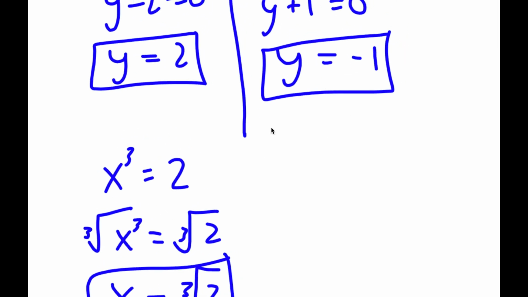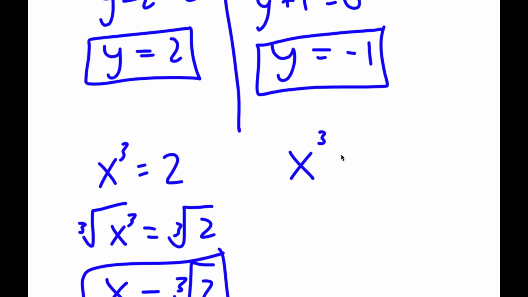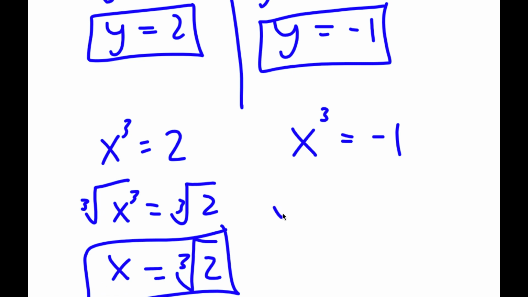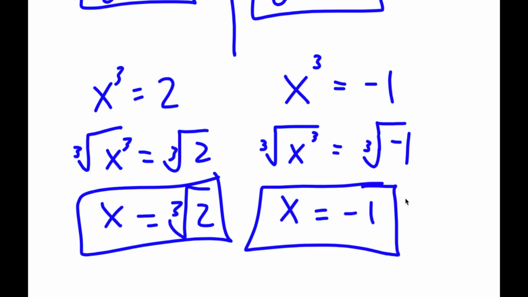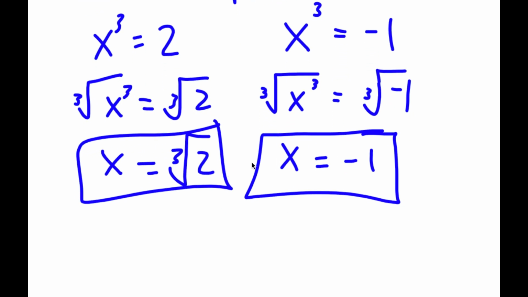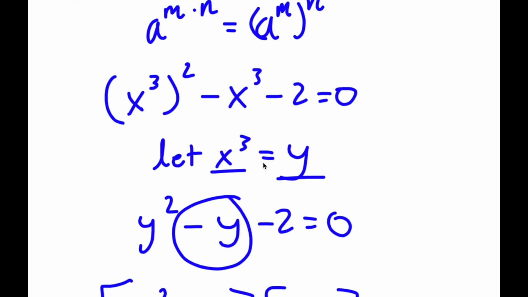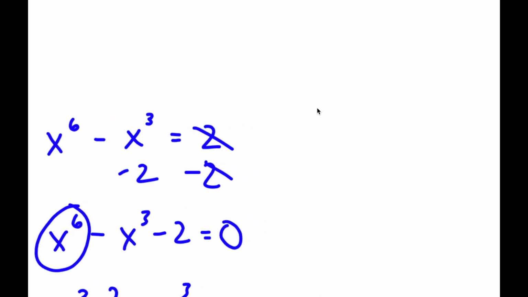Now, for negative 1, I have x to the power of 3 is equal to negative 1. I'm going to take the cube root on both sides. Cube root of x to the power of 3 again is x, and the cube root of negative 1 is negative 1. So my two solutions for this are the cube root of 2 and negative 1. So now to check, I'm going to plug these two in.